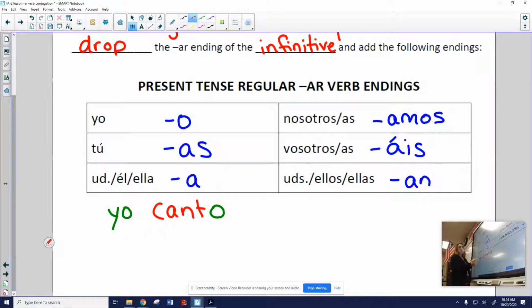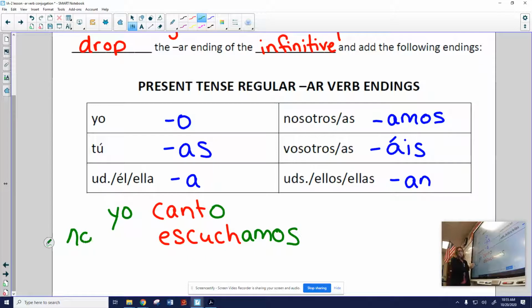Yo, if I wanted to say we listen, the verb for listen is escuchar. To say we listen, we take off the AR ending, and we add the ending for we. Which ending is that? Can you see it? Shout it if you know it. Amos. Nosotros amos. Escuchamos means we listen.